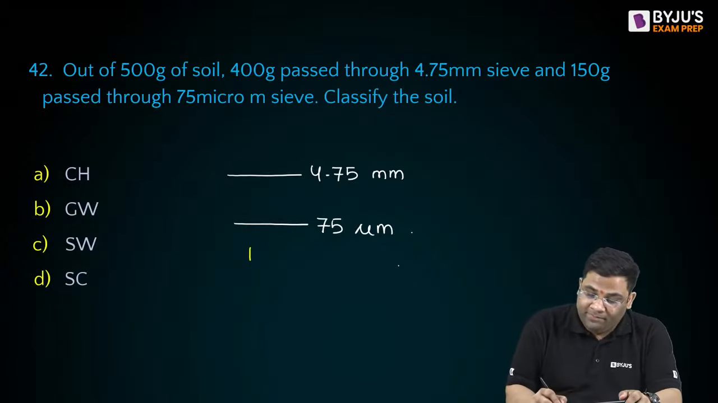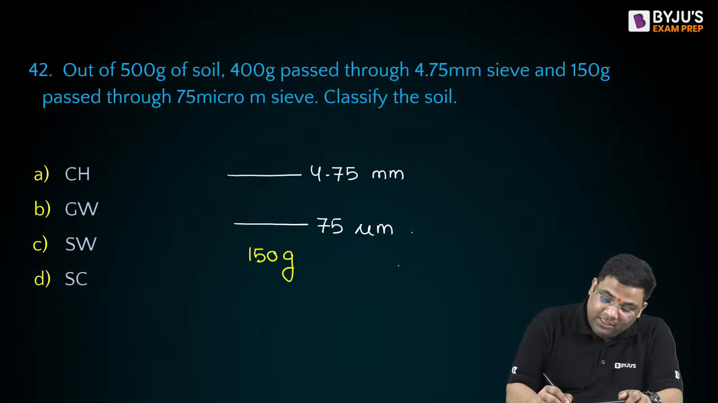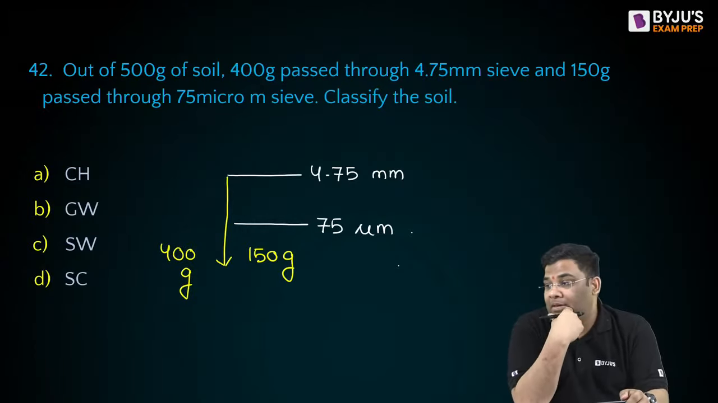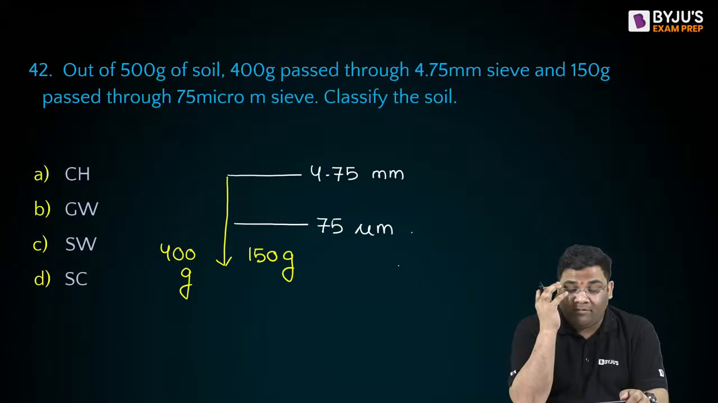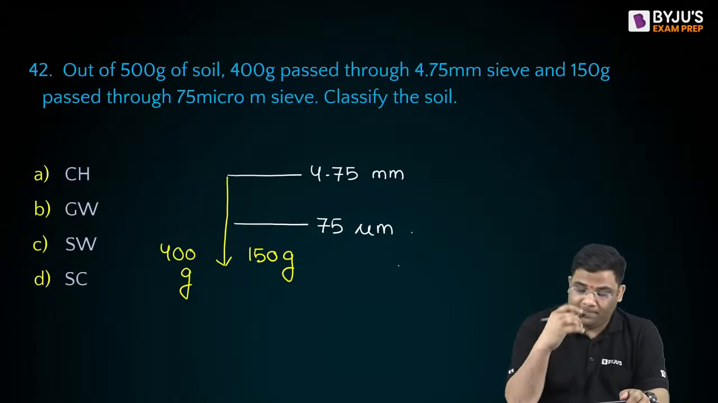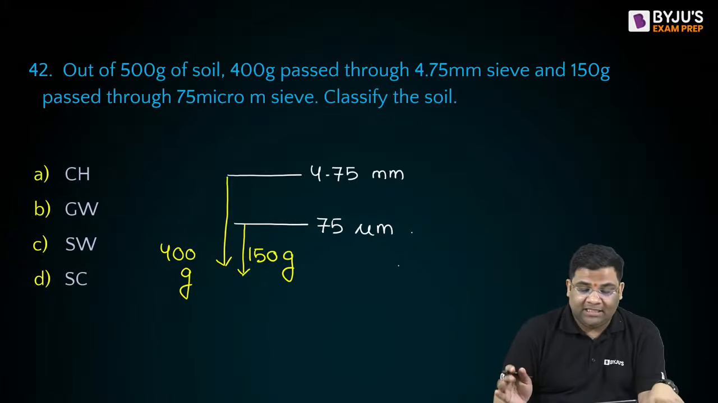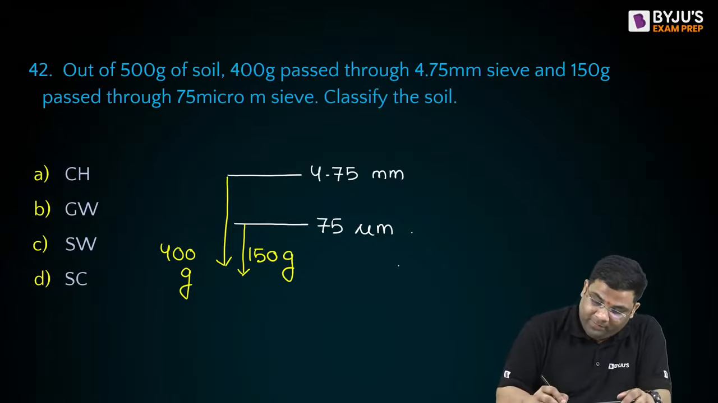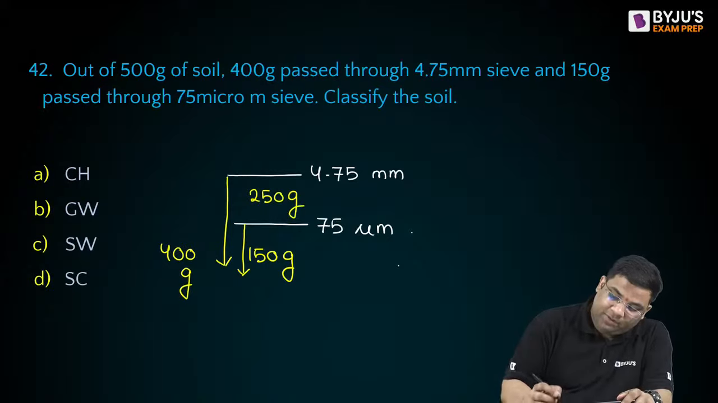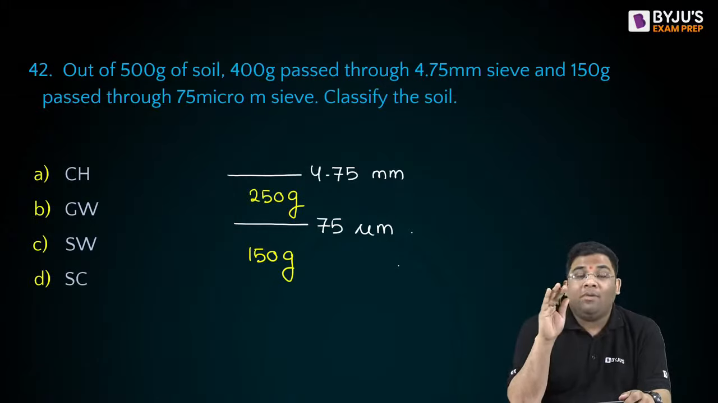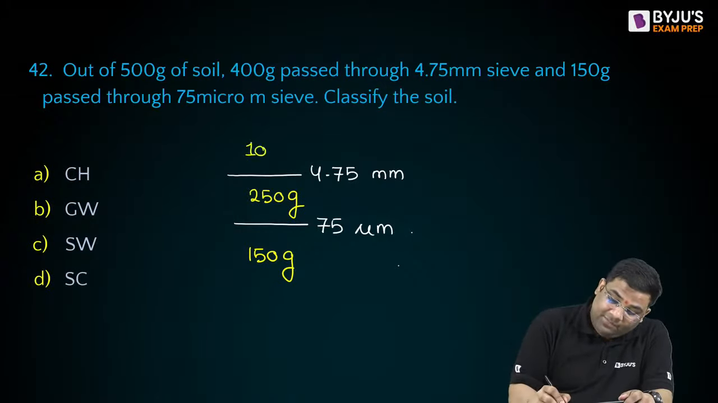Now you see, below 75, 150 passed. Very good. Now see, below 4.75, 400 passed. So how many are between the size 4.75 mm and 75 micron? 250 gram. So here 250, here 150, and now see total is 500. So how much is above 4.75? 100.